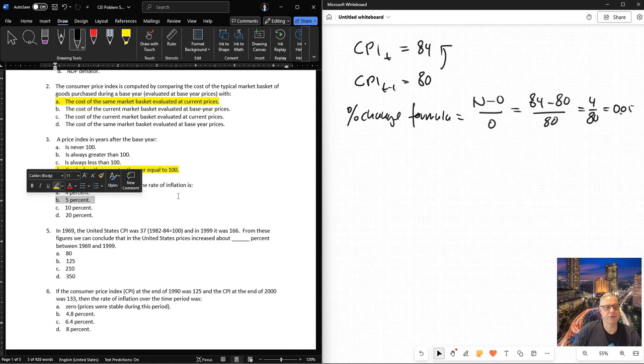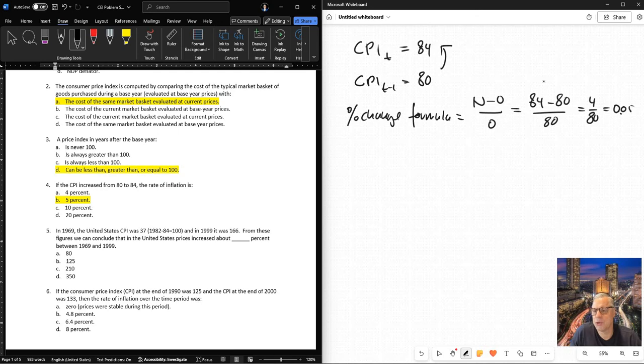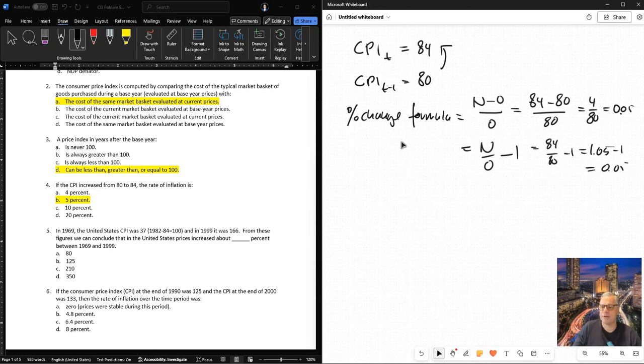The answer is 5%. And of course, if this is the formula, an alternative formula would be N over O minus 1. So the new over the old minus 1, that would be the same thing. Because then we would do 84 over 80. So if we do 84 over 80 minus 1, it turns out that would be 1.05 minus 1 equals 0.05. Okay.